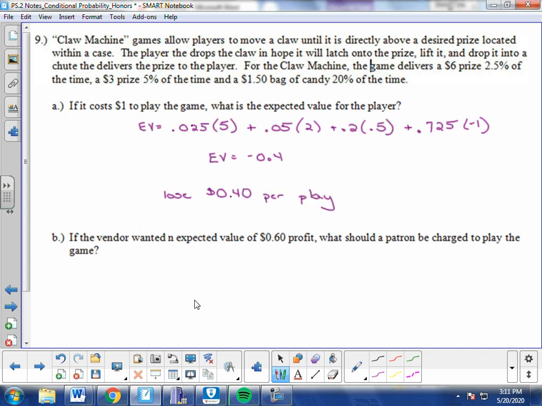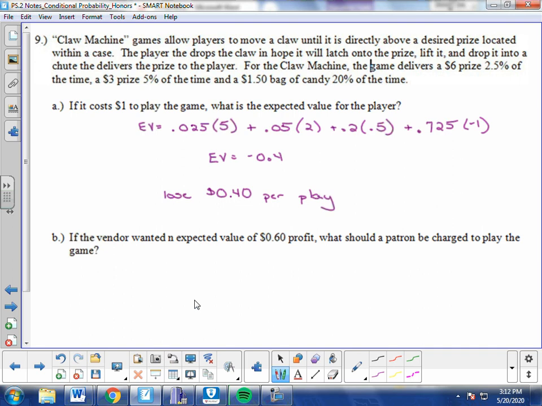So on average, across a large number of times of playing, we can expect to lose 40 cents every time we play the game. And that's from our perspective. Now, from the perspective of the machine maker, they see this as gaining 40 cents every time we play. So their expected value would be a little bit different. Let's go ahead and take a look at that case.